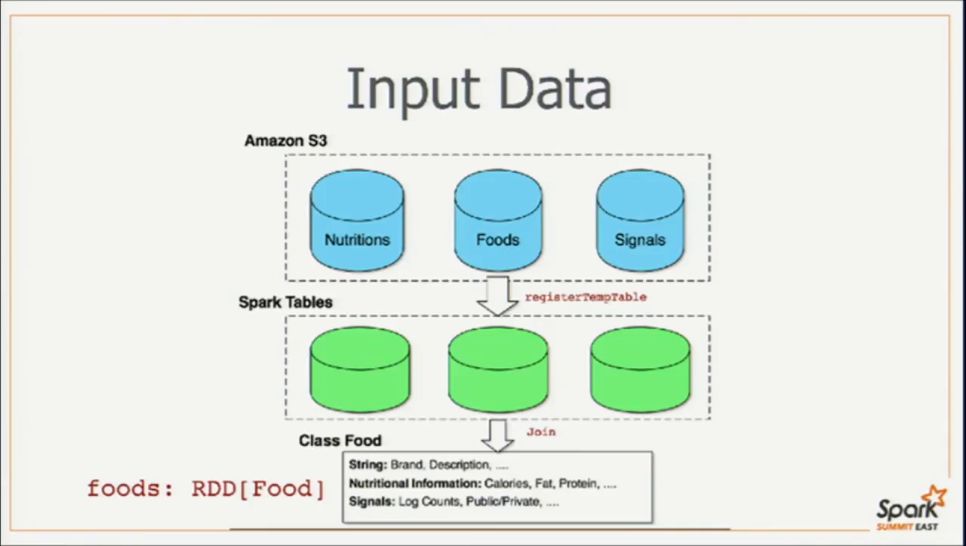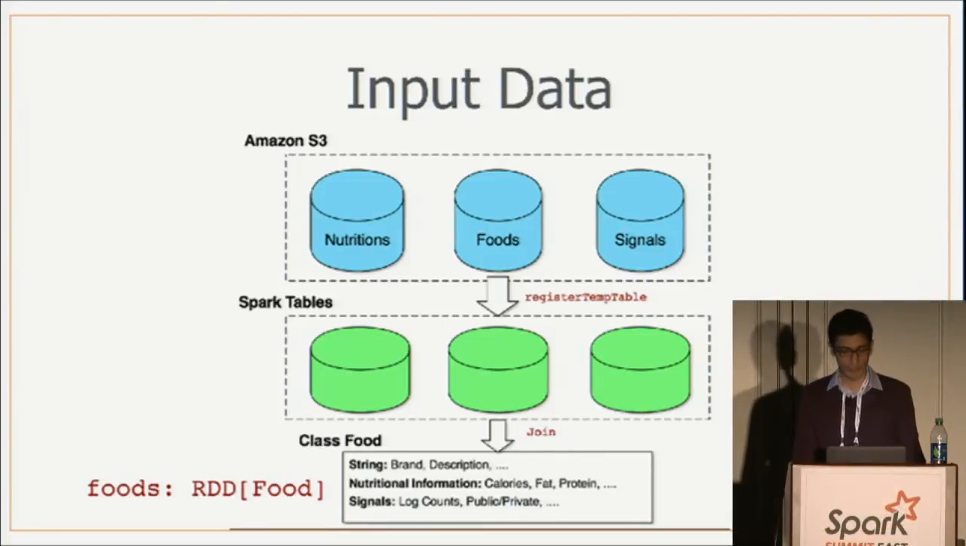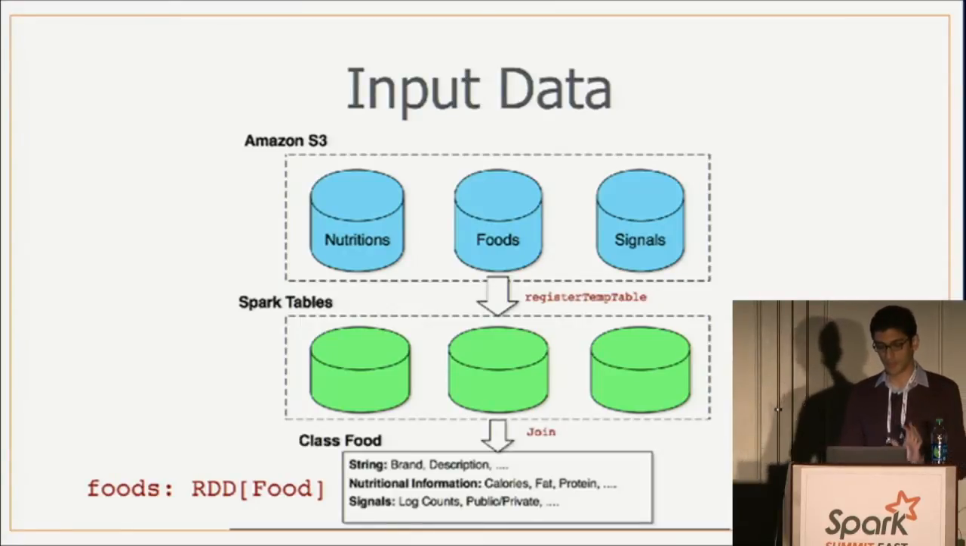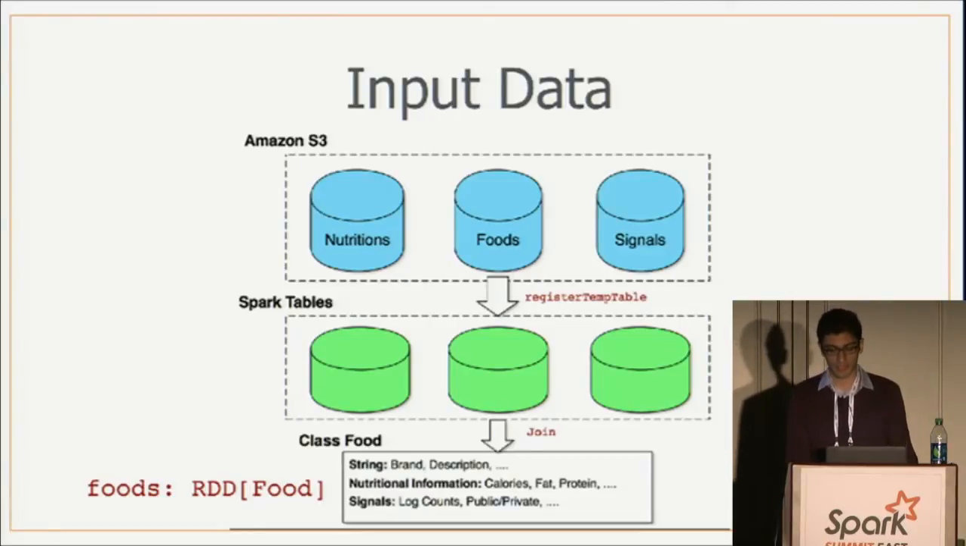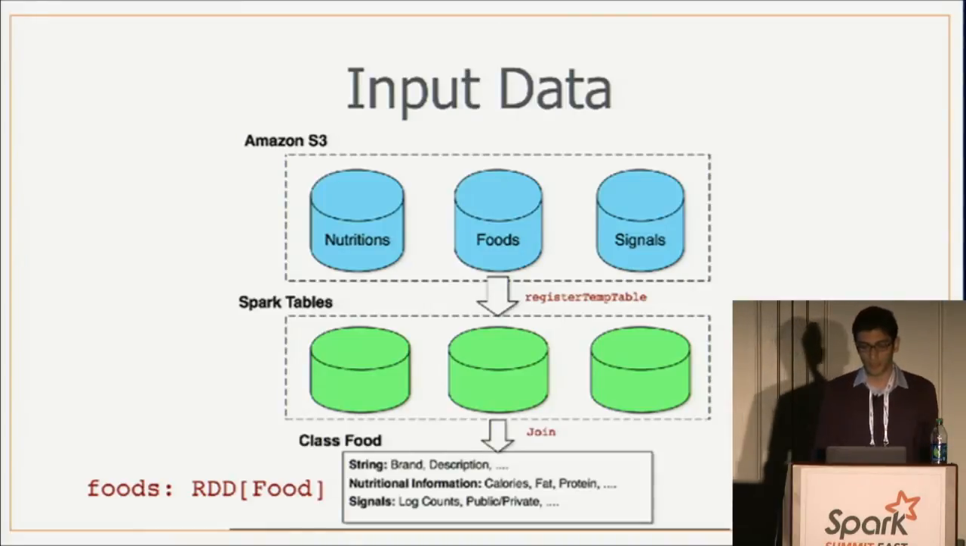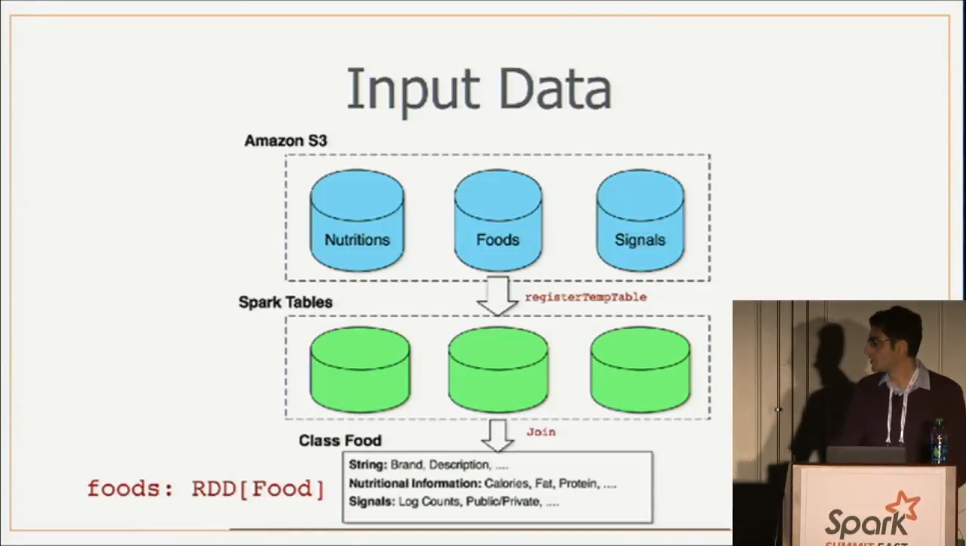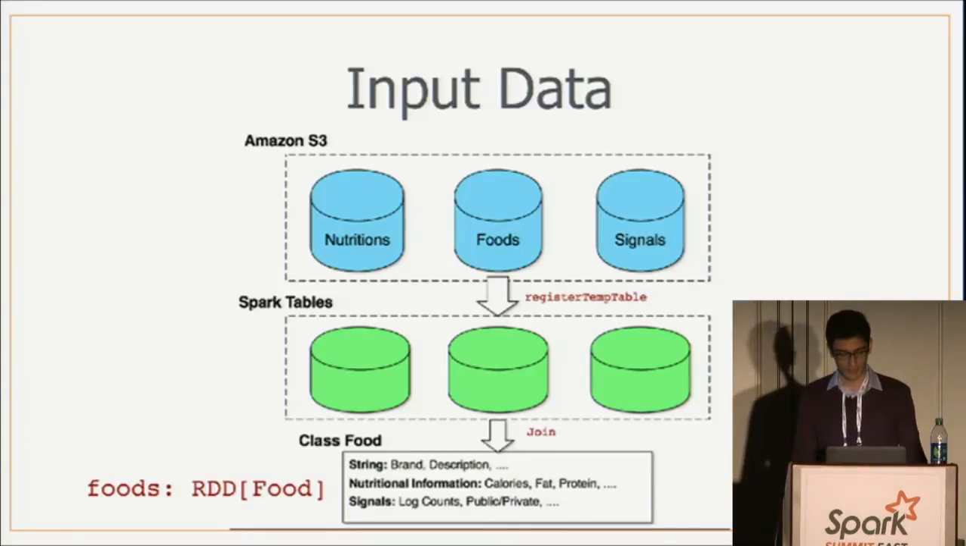The data we were dealing with resided in Amazon S3, and we had different kinds of tables, like the table containing the nutrition information, the food items with the brand and description, and, for example, the signals, the number of times a particular food has been logged, and many other types of signals. So using a Spark data flow, we could register all these tables from S3 into Spark tables.